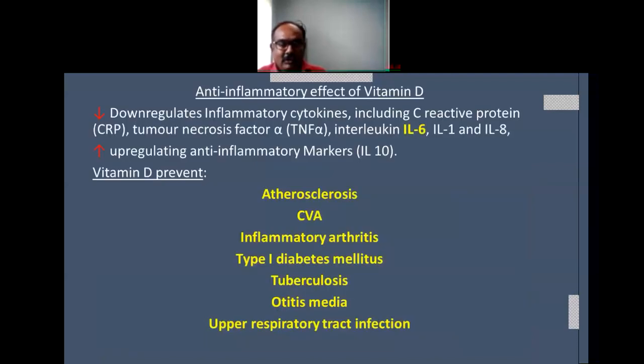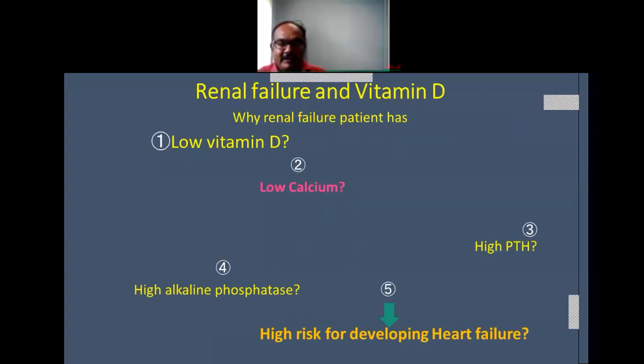Other than that, vitamin D will have a preventive action on atherosclerosis, for preventing cerebrovascular accident also, inflammatory arthritis, type 1 diabetes mellitus, tuberculosis, and otitis media, and a lot of other things. Vitamin D will act from head to toe. And how can we relate renal failure and vitamin D?